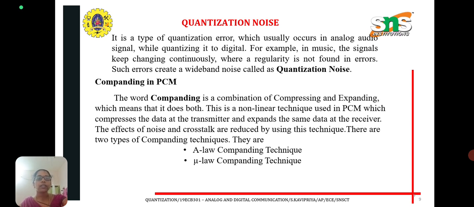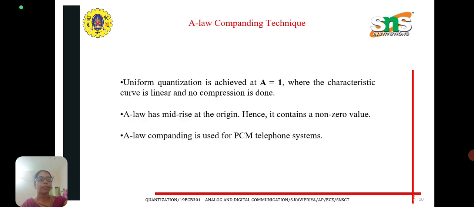And the next is companding in PCM, pulse code modulation. The word companding is a combination of compressing and expanding, which means that it does both. This is a nonlinear technique used in PCM, which compresses the data at the transmitter and expands the data at the receiver. The effect of noise and crosstalk is reduced by using this technique. There are two types of companding: A-law companding and mu-law companding.